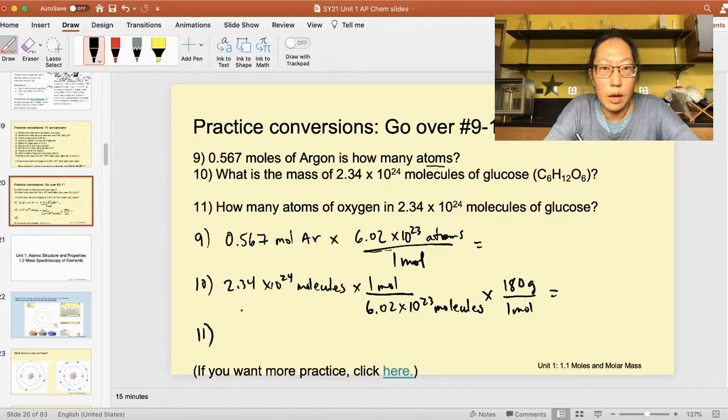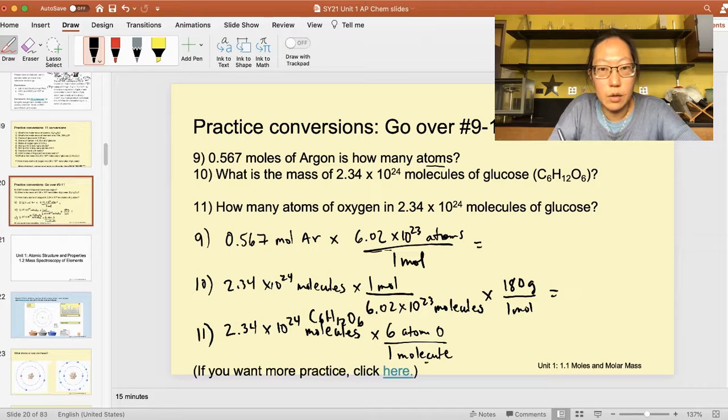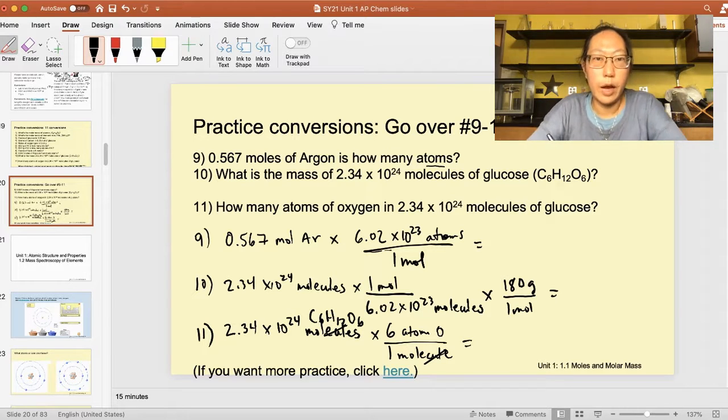Okay, and then number 11, atoms of oxygen. I didn't explicitly explain, I mean, we did one of these in class, but I think it's partly just thinking about how do I translate this molecule and use the ratios that are shown in this molecule? We know that for each molecule of C6H12O6, we have 6 atoms of oxygen. So if we have this many molecules, then we just have to multiply by 6 atoms of O over 1 molecule. Okay, so that will give us the number of atoms of oxygen.